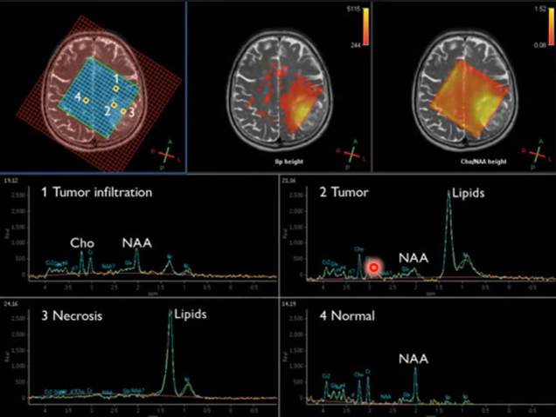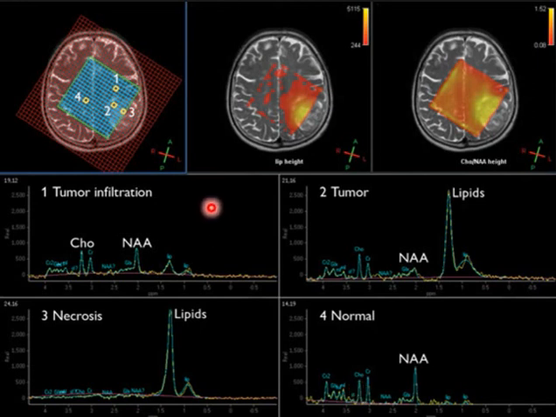Okay, together until now? In area number 3, this part here at the periphery, again you can see high lipid with very low metabolites, indicating necrosis, no cells. While in area number 4, on the contralateral hemisphere, you can see NAA normal, choline normal, creatinine normal, indicating normal brain tissue.